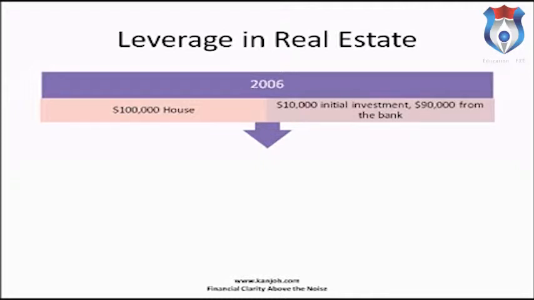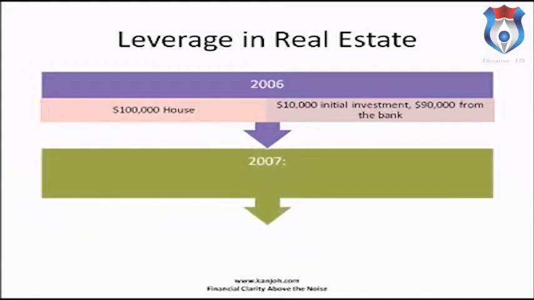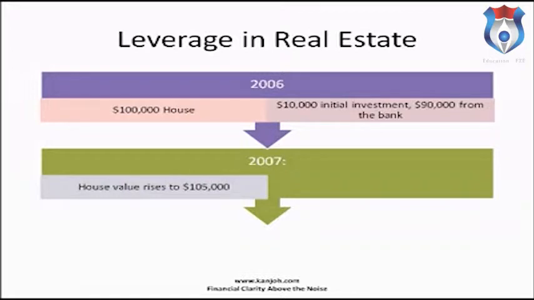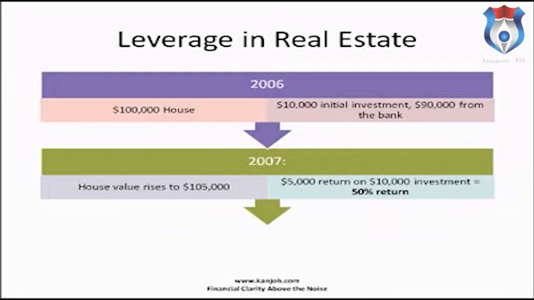Now let's move on to 2007. 2007 was a great year for real estate. So my house jumps up to $105,000. Now, you might be thinking, okay, that's pretty good, $5,000 return. But it's actually even better than you think because it's a $5,000 return on a $10,000 initial investment. That's actually a 50% return in just 1 year. And anyone in finance will tell you that 50% is a really, really good return.